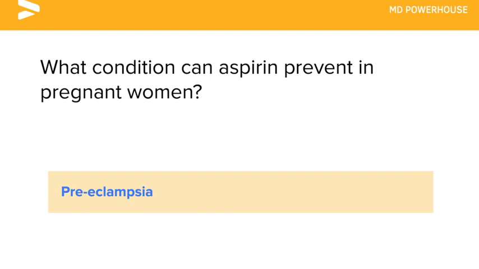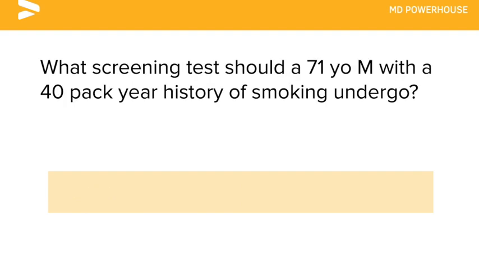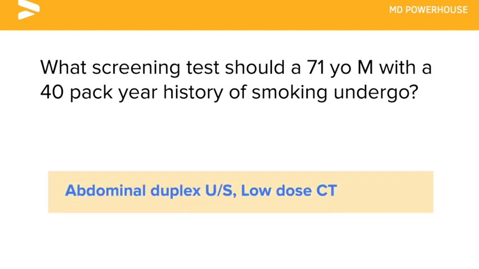What screening test should a 71-year-old male with a 40-pack-year history of smoking undergo? So this patient needs 2 screening tests. One would be an abdominal duplex ultrasound to assess for an AAA and a low-dose CT scan to assess for lung cancer. So really learning the USPSTF guidelines is crucial for family medicine, which of course is all about screening and prevention of diseases.